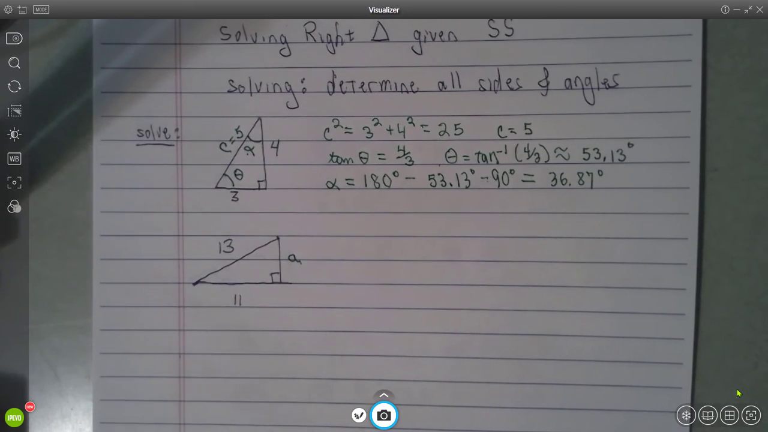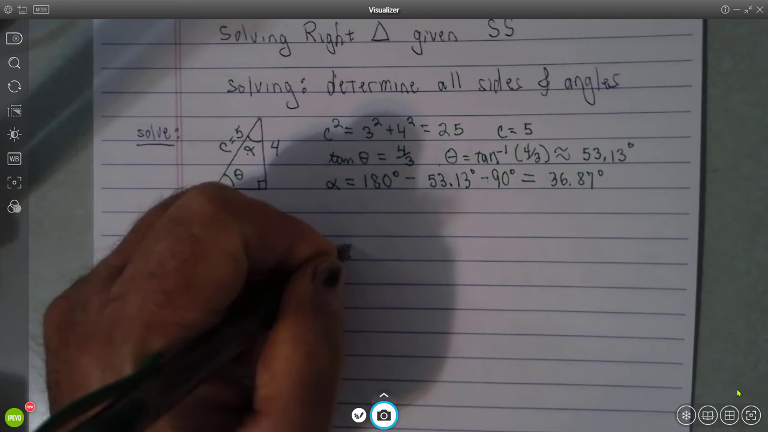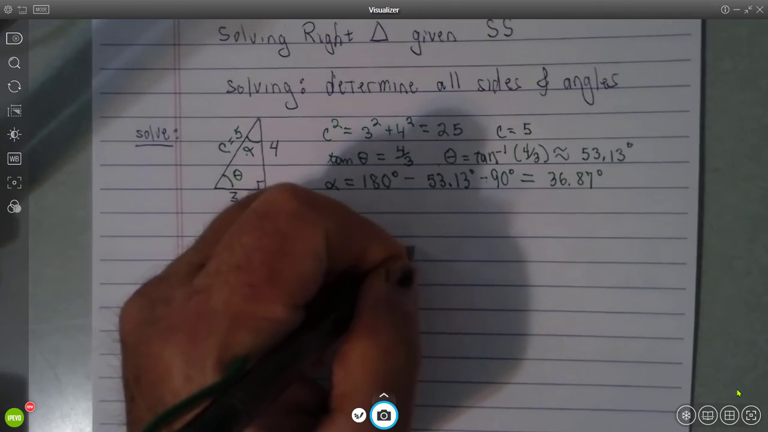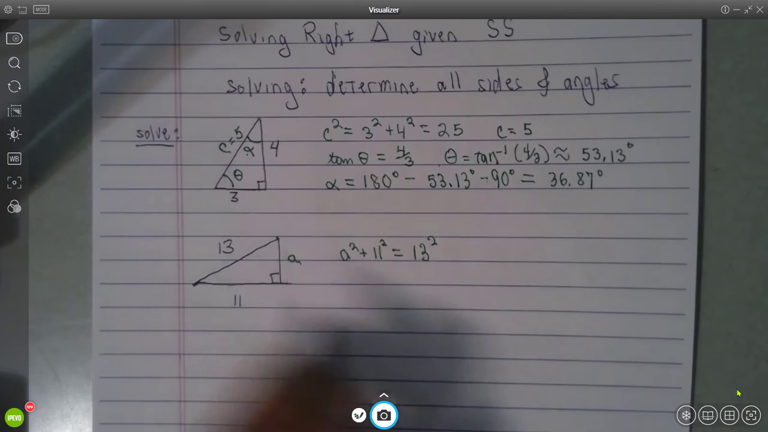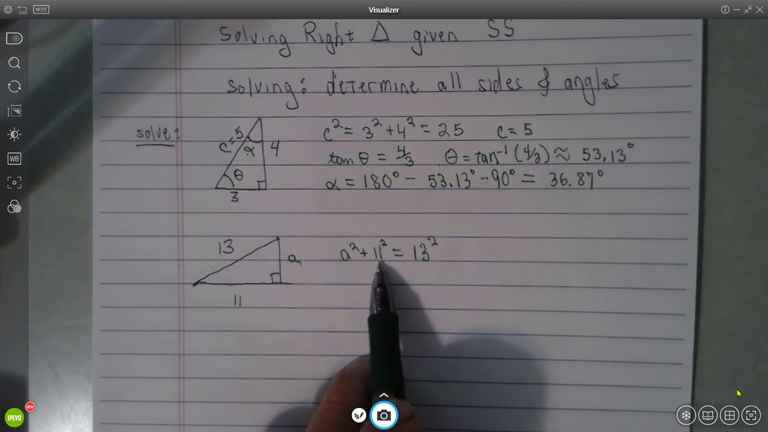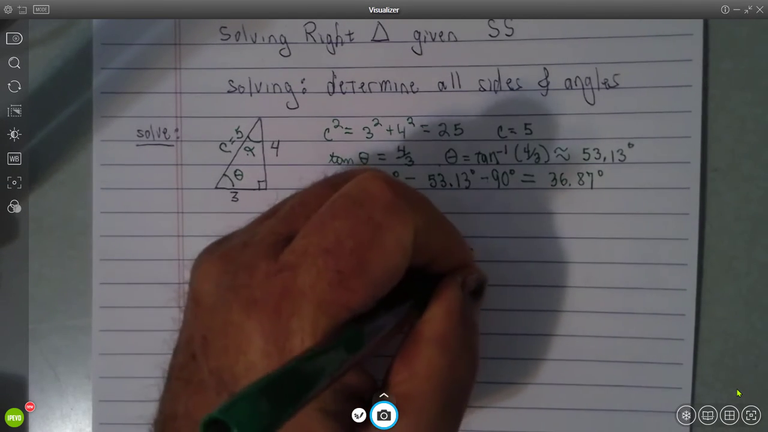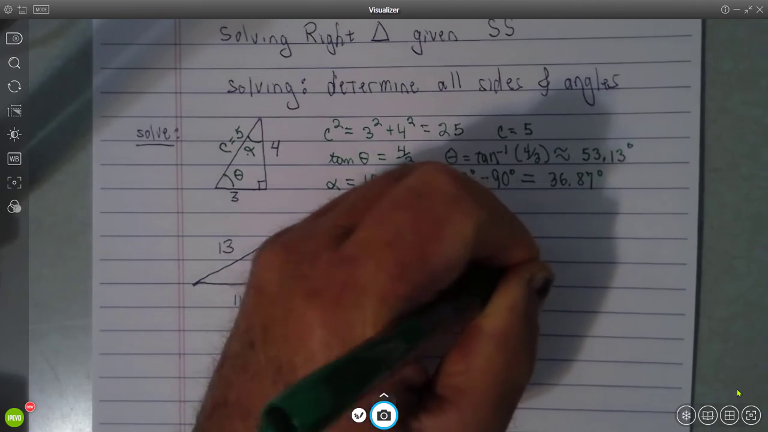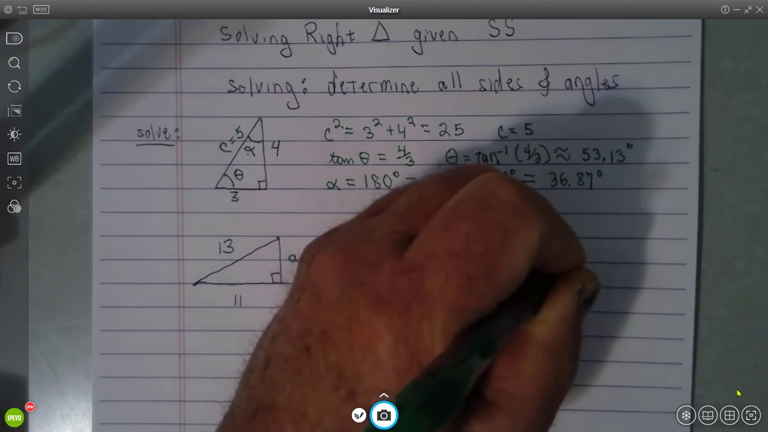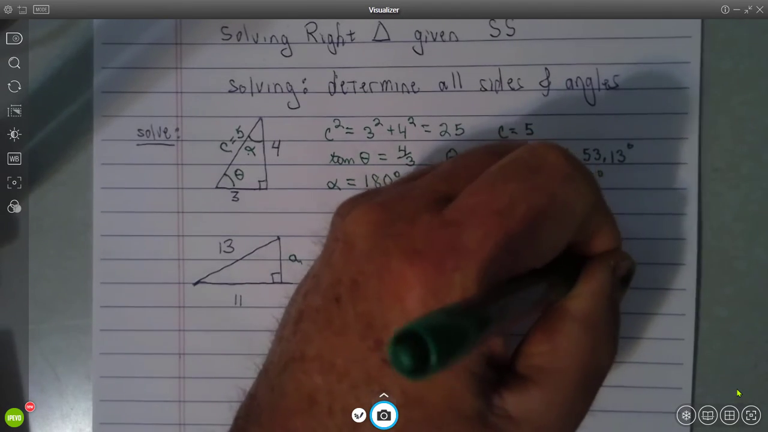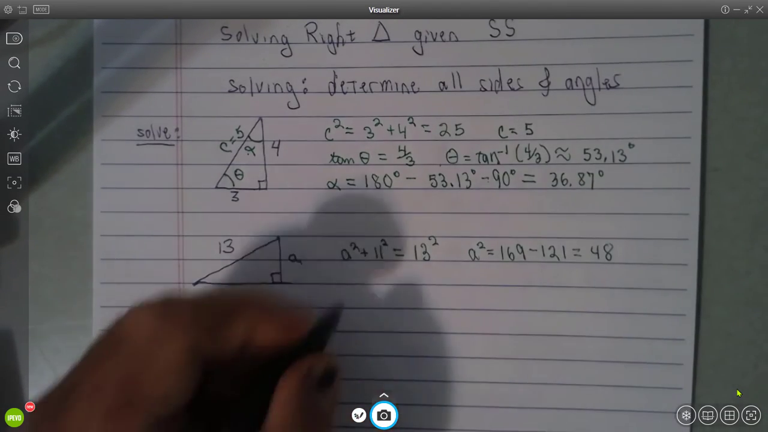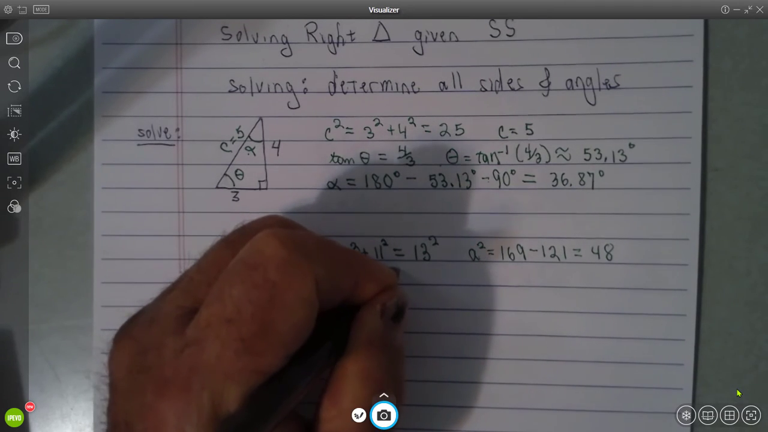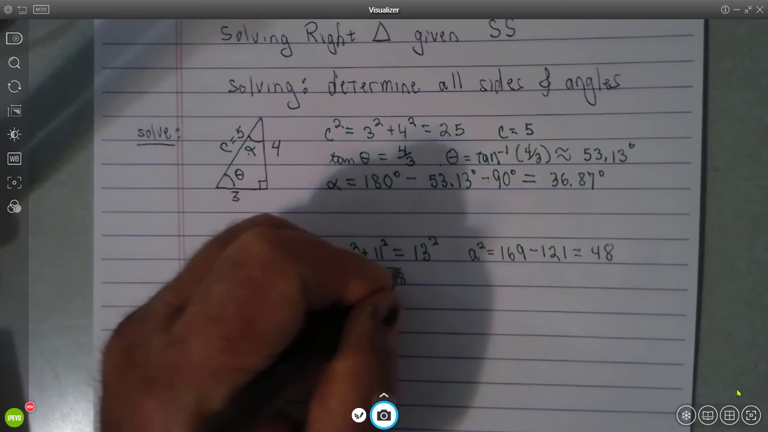length that's unknown. So a squared plus 11 squared is equal to 13 squared. Squaring all those out, 169, that's 121. So a squared is 169 minus 121, and the difference is 48. That's the square of a. So a, we take the square root of both sides, must be the square root of 48.